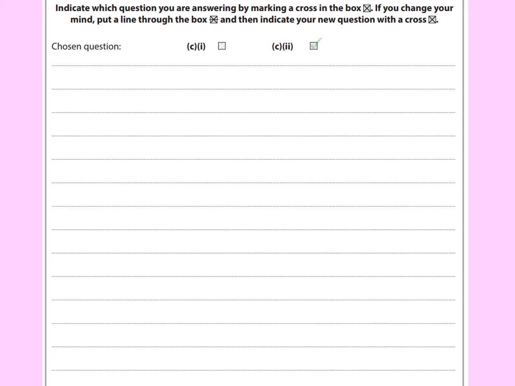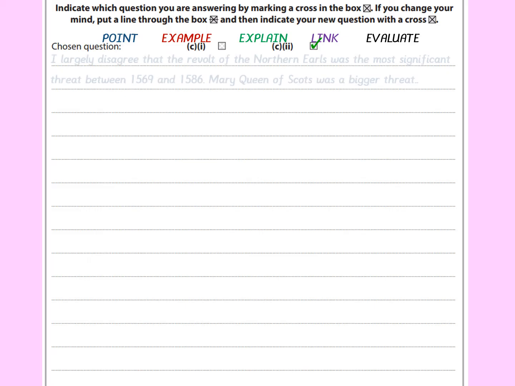The first thing that you'll need to do though is to indicate which question you're doing. We're going to be looking at question C2 about the revolt of the Northern Earls. I'll be making my points in blue, giving examples from both my own knowledge and the stimulus points in red, explaining those examples with further own knowledge and explanation in green, linking it back to the question in purple, and then evaluating the strength of my argument in black. So let's get into it.